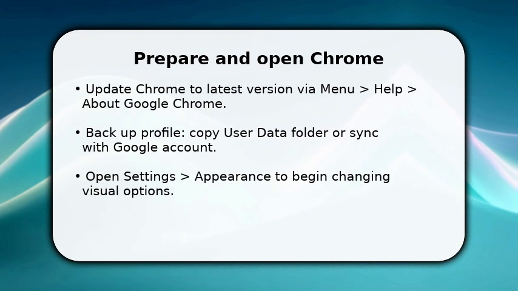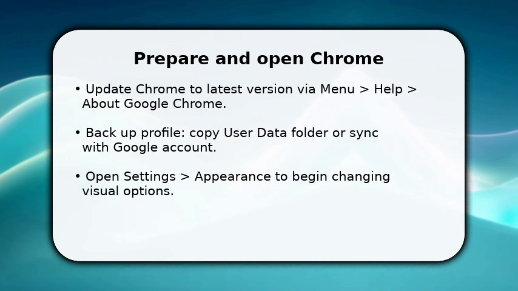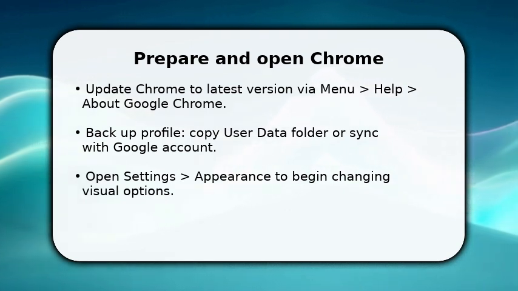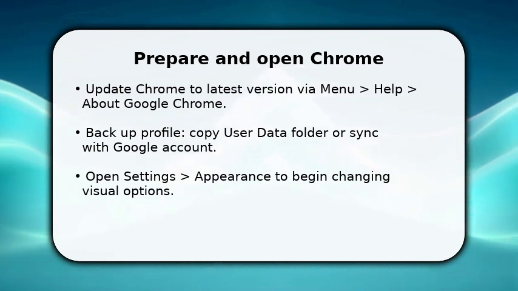Now open Settings and jump straight to Appearance. That's where the Light Theme, Theme Store, and Key Display options live. These steps ensure you won't lose bookmarks or extensions during the visual change.